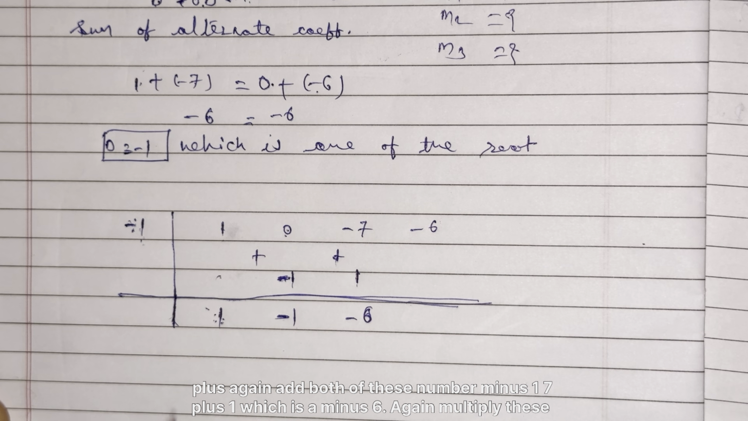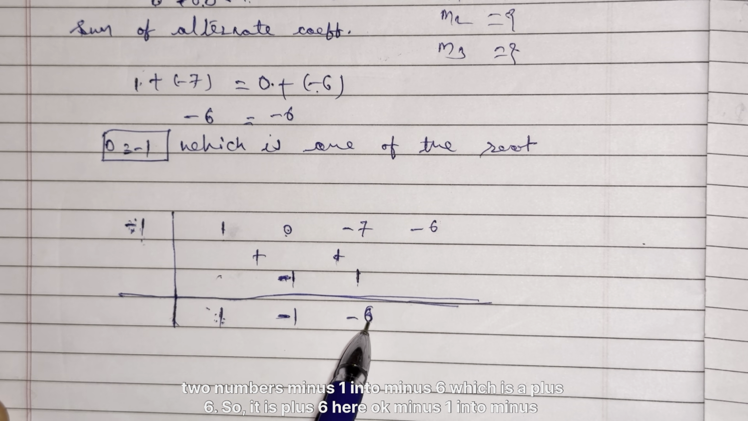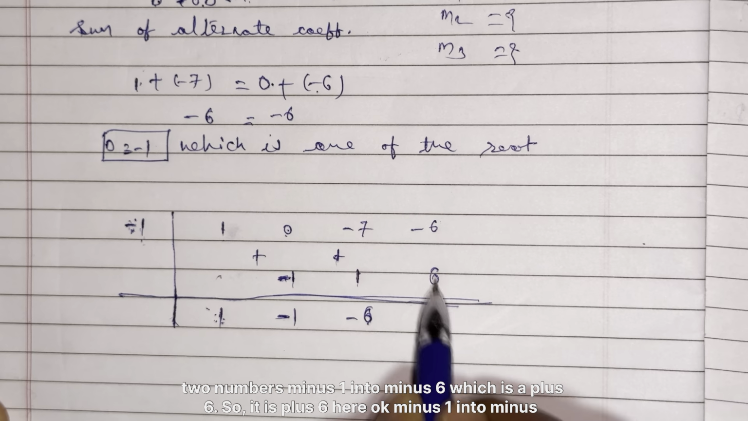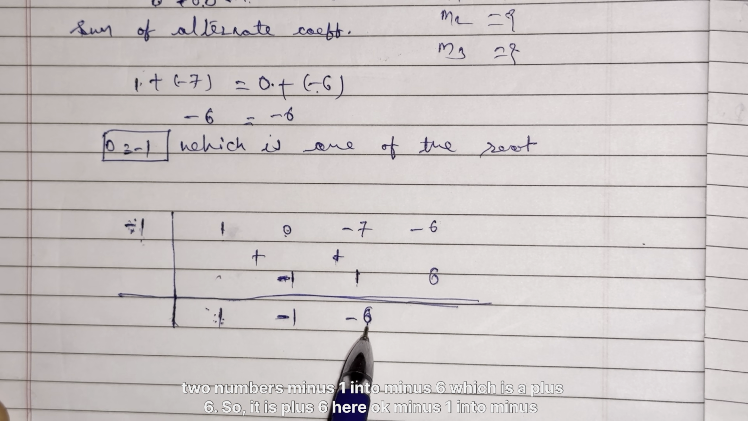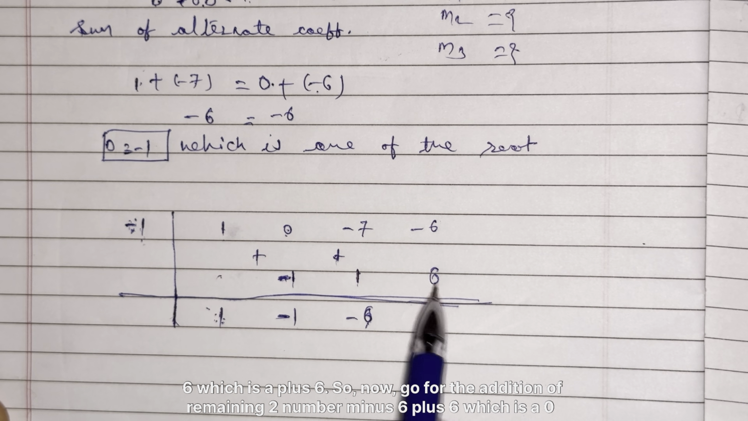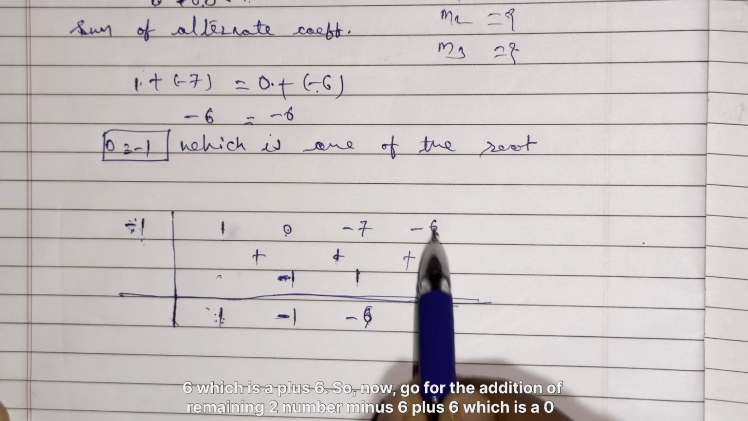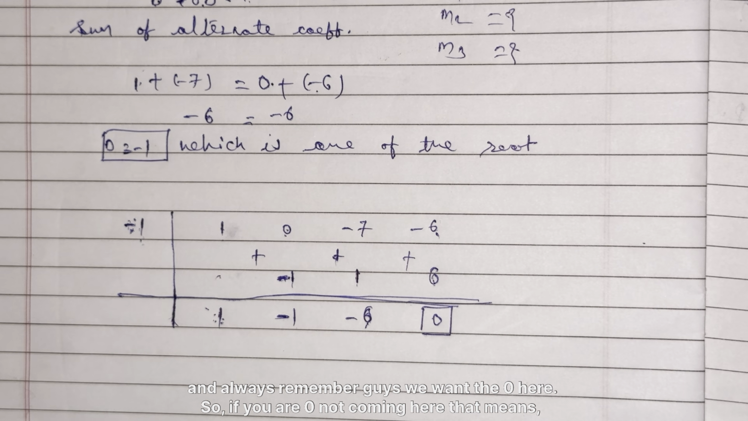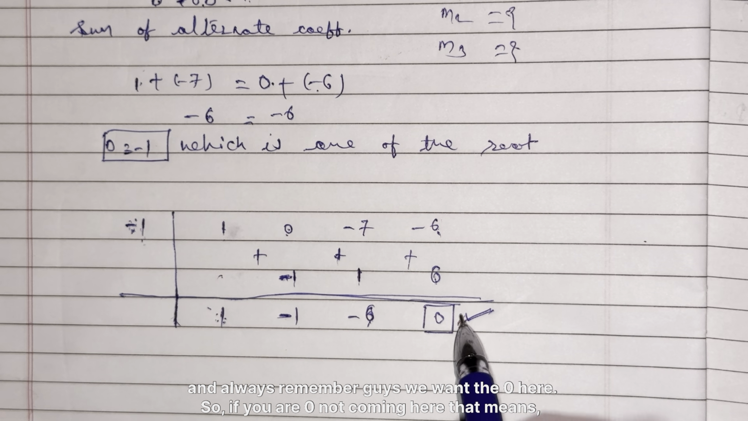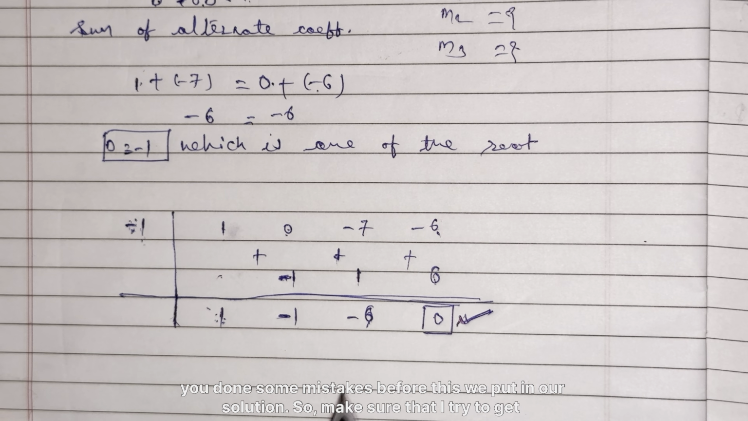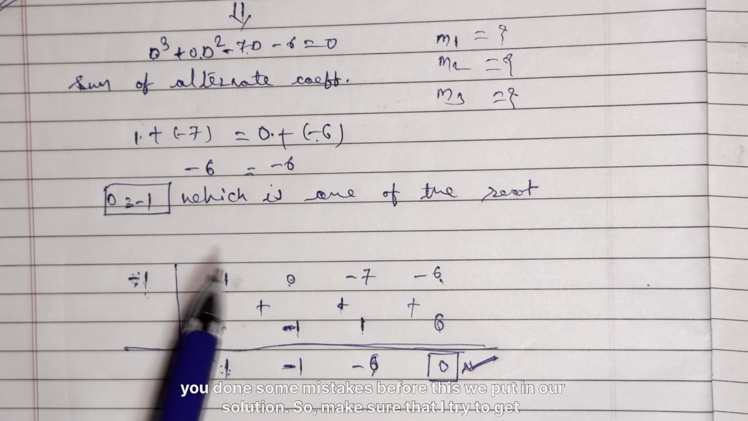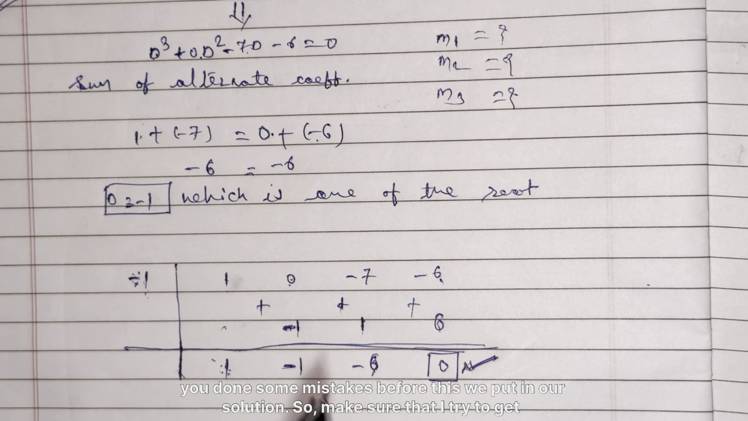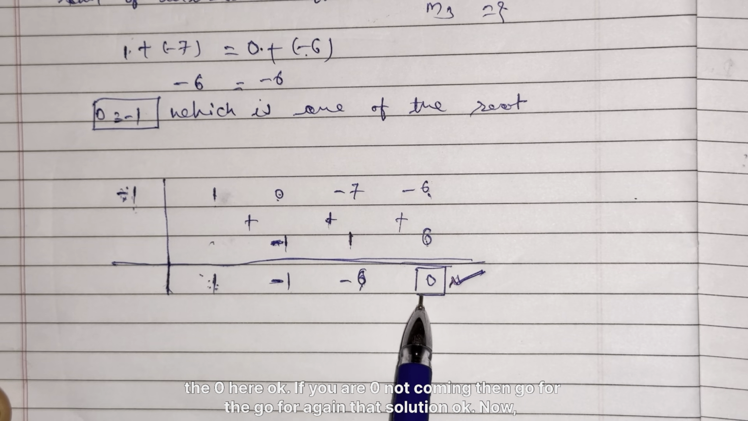6. Again multiply these two numbers, minus 1 into minus 6, which is plus 6. So it is plus 6 here. Now go for the addition of the remaining two numbers, minus 6 plus 6, which is 0. And always remember guys, we want the 0 here. If your 0 is not coming here, that means you made some mistake before in the solution. So make sure you get the 0 here. If your 0 is not coming, then go through the solution again.